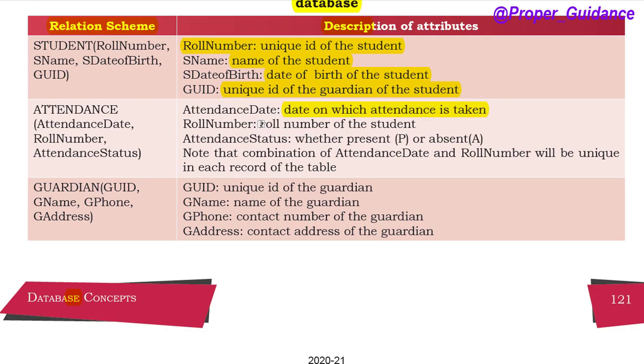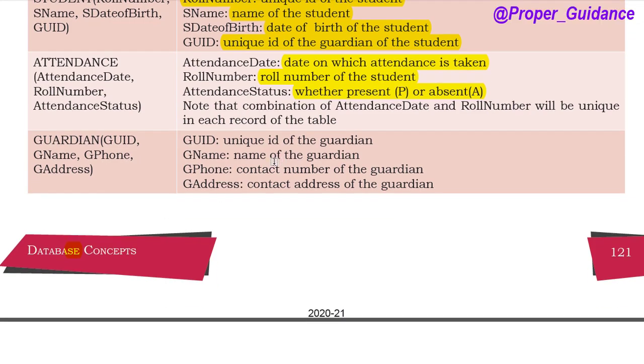Roll number is the roll number of the student here. Attendance status, whether present or absent. Note that the combination of attendance date and roll number will be unique in each record of the table. And next, the guardian table. Here also GUID, the unique ID of the guardian, name of the guardian, contact number of the guardian, and contact address of the guardian.